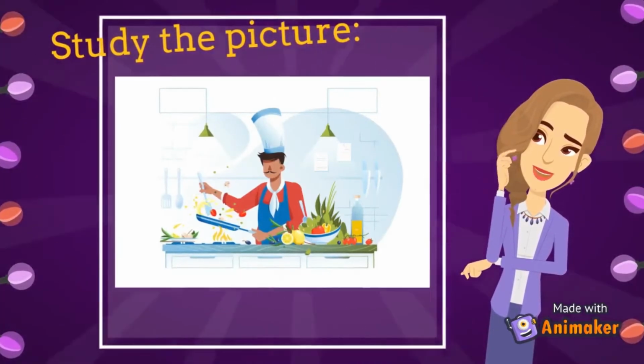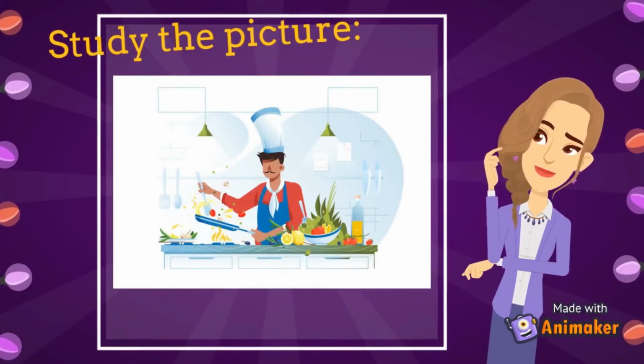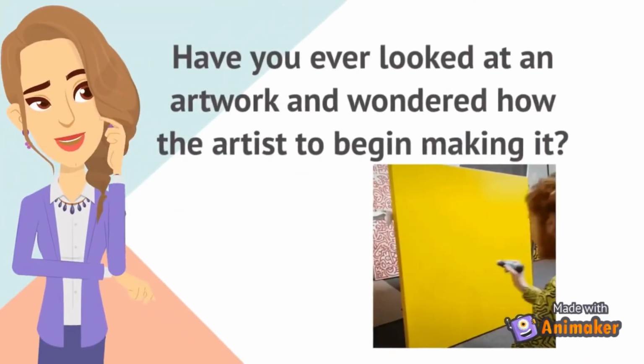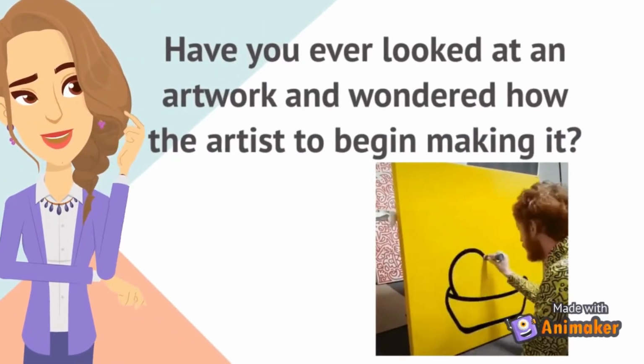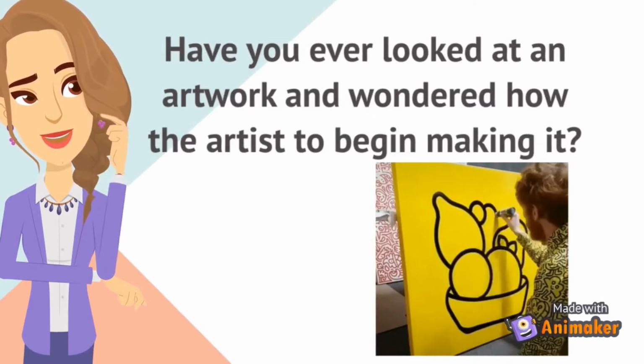Class, look at the picture. What do you see on the picture? What do you call the things that the chef is using to cook food? Did you know that cooking is similar to arts? Why? Because like chefs, artists also used ingredients to produce an artwork. Have you ever looked at an artwork and wondered how the artists decided to begin making it?